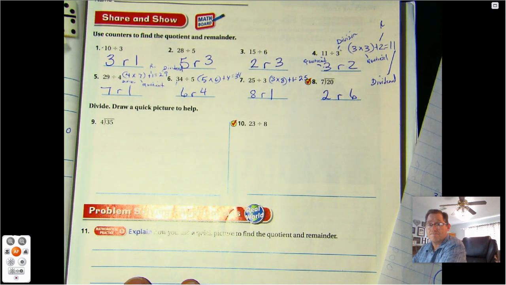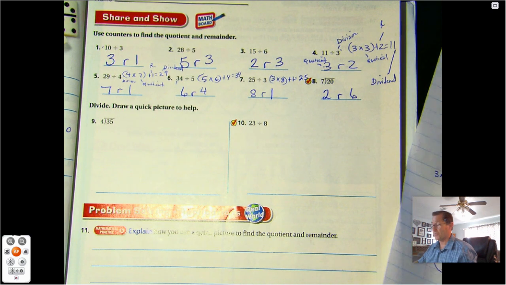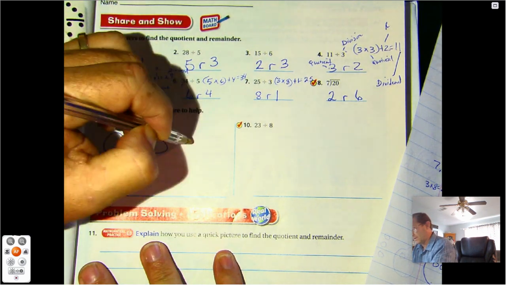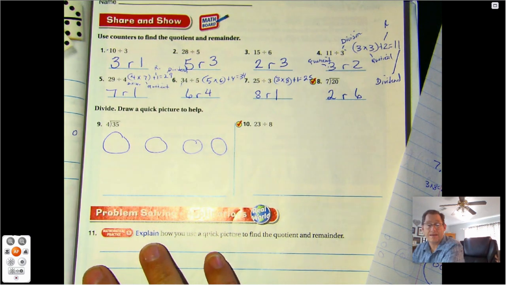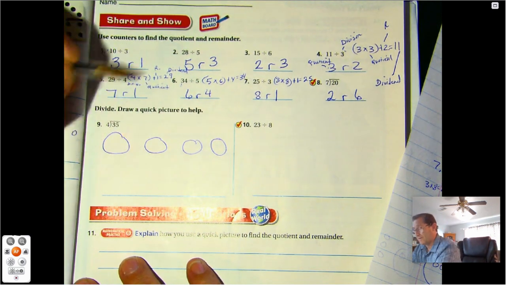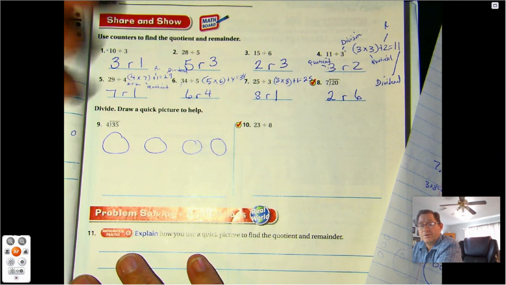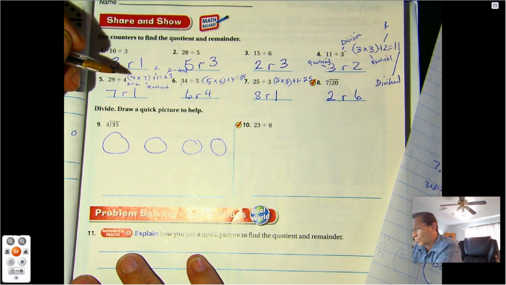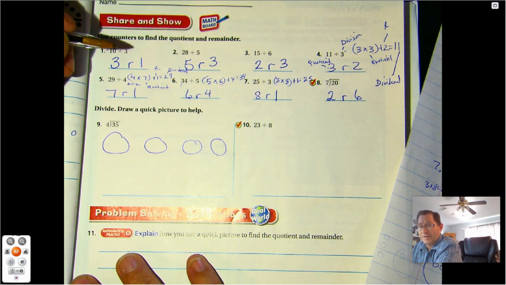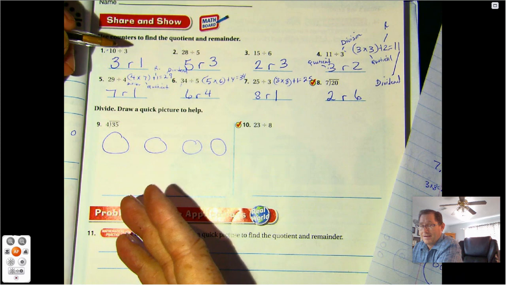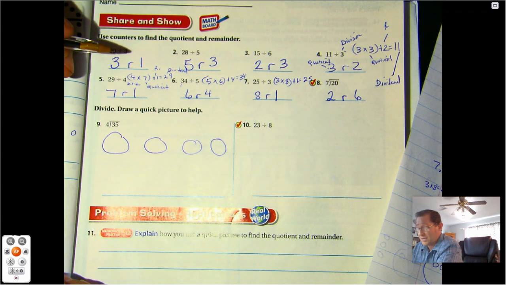All right, 4 into 35. And it says draw a quick picture. Okay, so the 4 represents how many groups. The 35 is our total. Do we know a number 4 times something that's close to 35? Well, I know 4 times 10 is 40, so it can't be 10. And 4 times 9 is 36, so that's also too big. So I'm going to try 8.